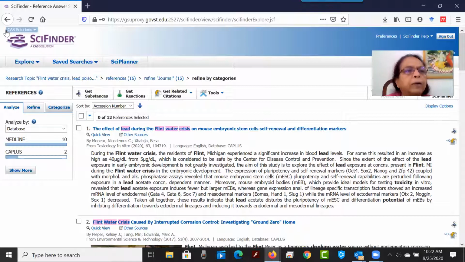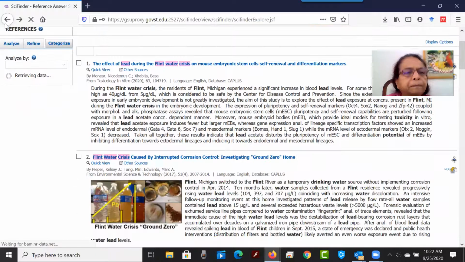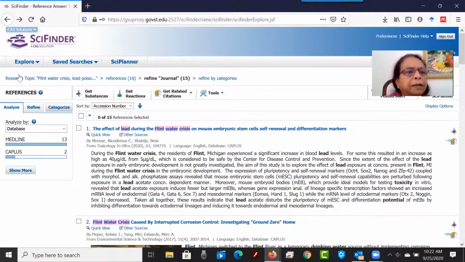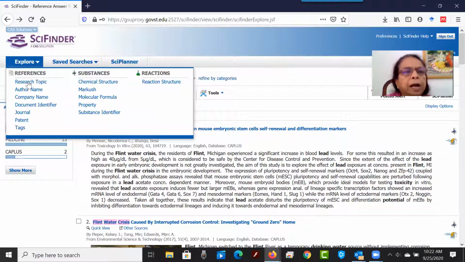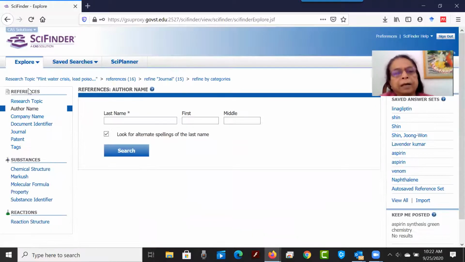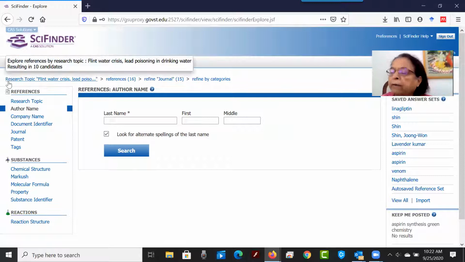And what are the other ways? I'm going to go back. I'm going to look at explore, and then I'm going to look at substances. No, author name is what I had to talk about. Now, why am I asking you to do this? Because in all these databases, you have a problem with author names because they have variant spellings.